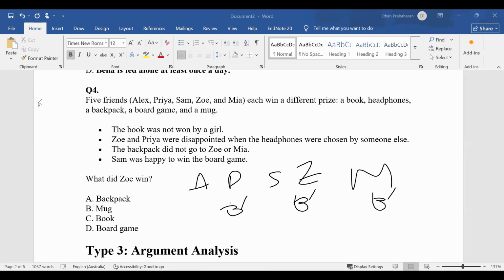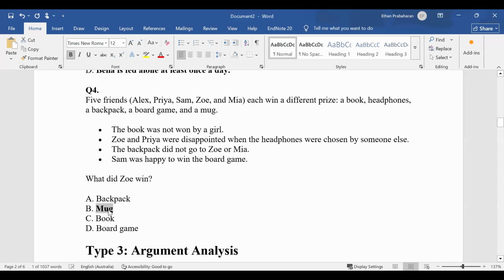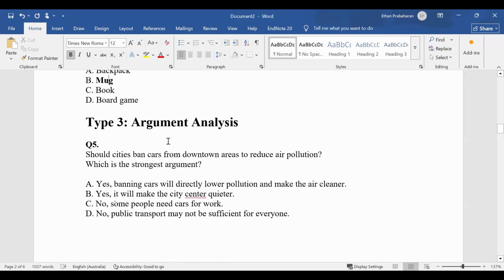Zoe and Priya, the headphones were not, so headphones were not Zoe or Mia. Sorry, Zoe and Priya. Backpack didn't go to Zoe or Mia. Backpack was neither of these two. Sam was happy to win the board game. Okay, what did Zoe win? Then it's the only thing that's left, which is the mug. So it's important to have a way of notating what's not in that category as well as what is in that category.